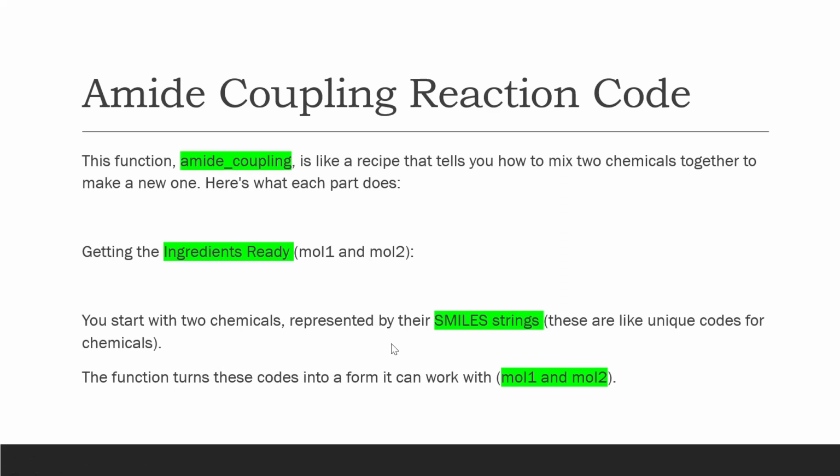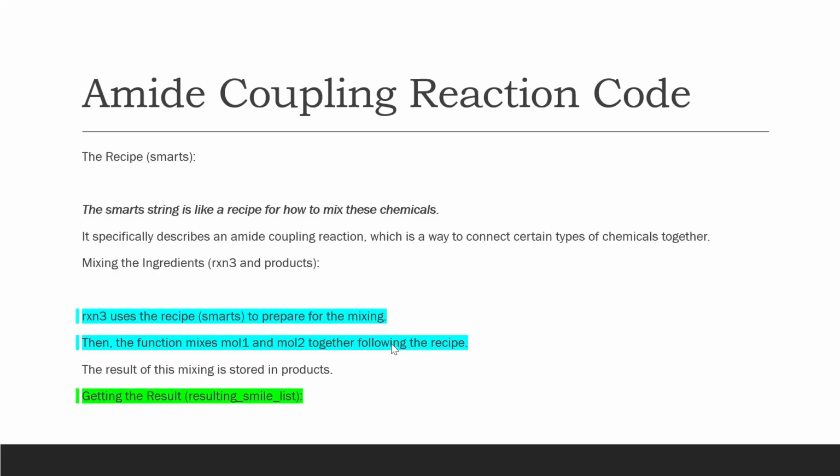The function amide coupling is like a recipe that tells you how to mix two chemicals together to make a new one. Here is what each part does: getting the molecular ingredients ready, molecule 1 and molecule 2. You start with two chemicals represented by the SMILES strings. These are unique codes for chemicals. The function turns these codes into molecule 1 and 2. That is, when we put in the input, we pass them in as molecule 1 and molecule 2. We'll see it in action. So for the amide coupling reaction, the recipe starts, and as we can see, the SMARTS string is like a recipe for how to mix these chemicals.